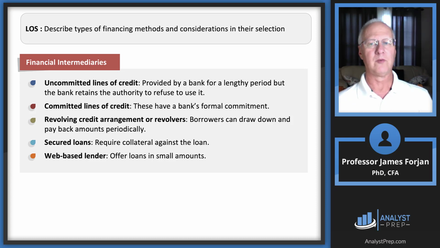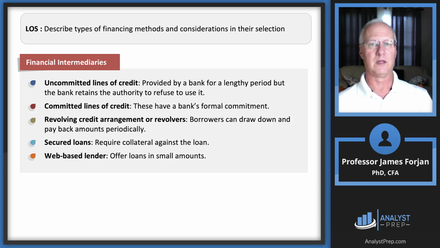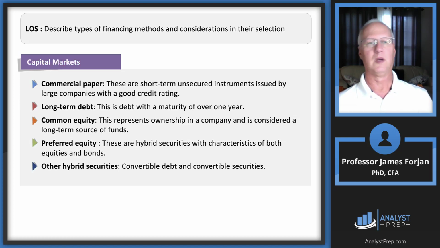Revolving credit arrangements, so you can draw this down or you can pay back those amounts periodically. Revolving meaning that it can go one way or the other. Secured loans, of course, you have to have some kind of collateral, and typical collateral includes things like equipment and machinery and buildings. And then web-based lenders, small amounts in offering loans.